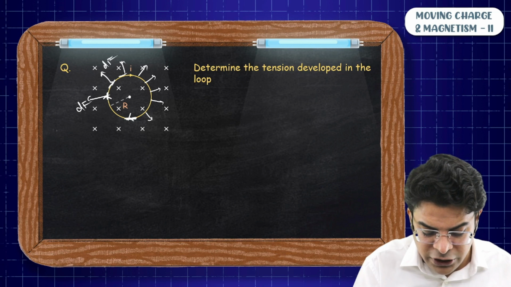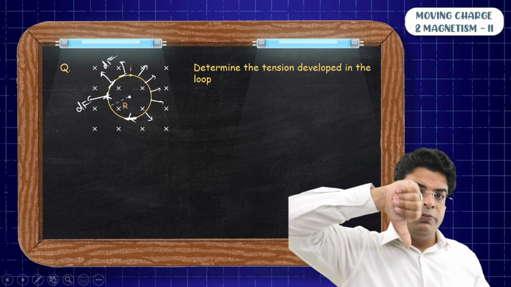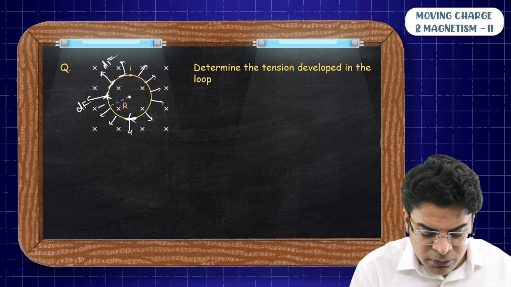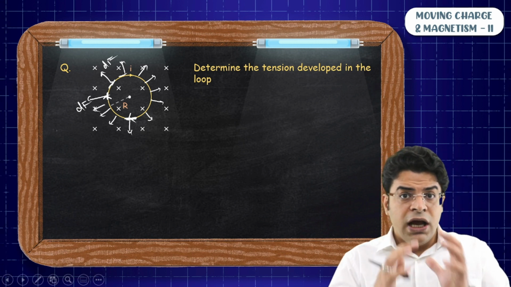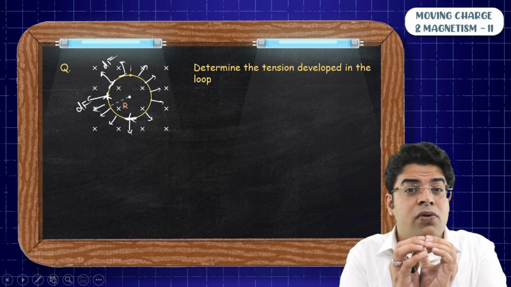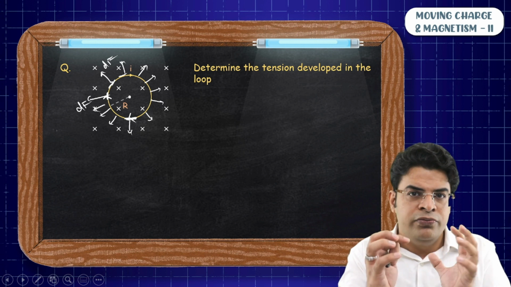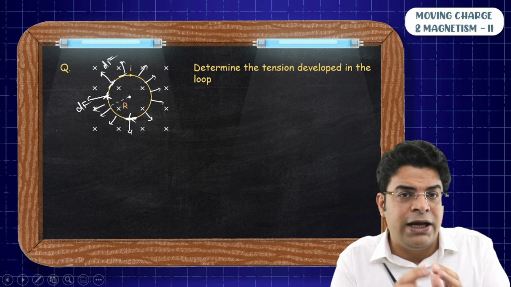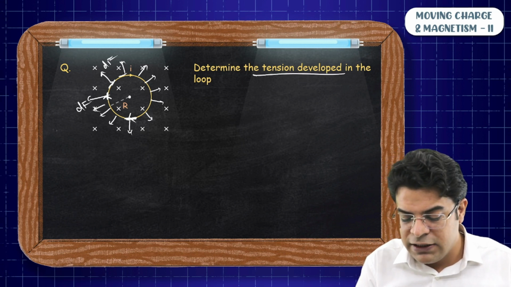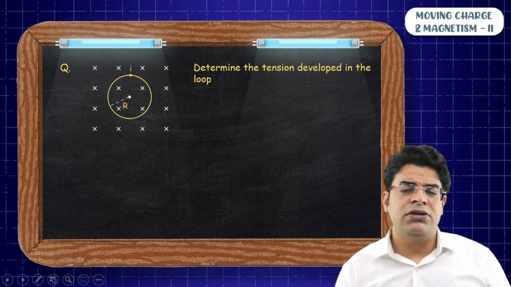Even on this part, do it. dl cross B, the force comes out to be downward, which is again radially outward. So for each small part, you get a radially outward force. And all these radially outward magnetic forces are trying to increase the size of the loop. So as to maintain the shape, a tension is developed in the loop, and your mission is to determine that tension in the loop. So sir, how to find it?